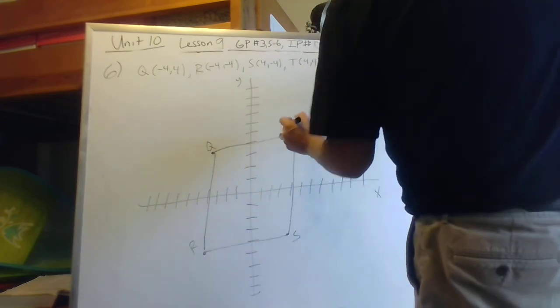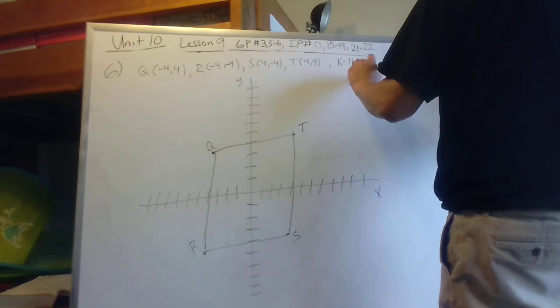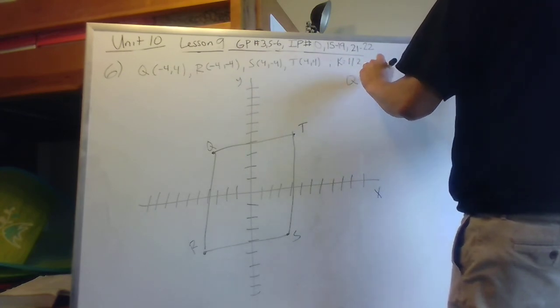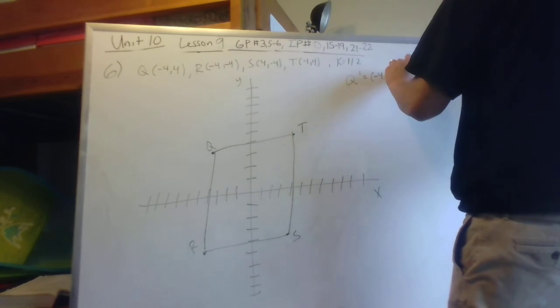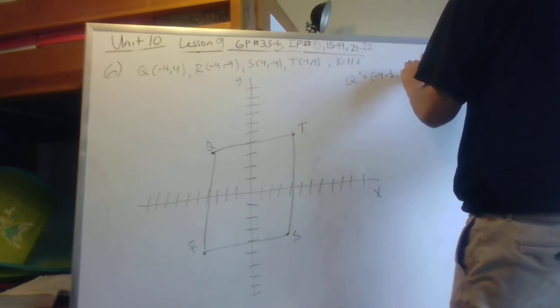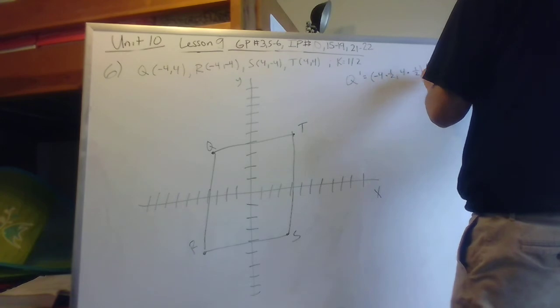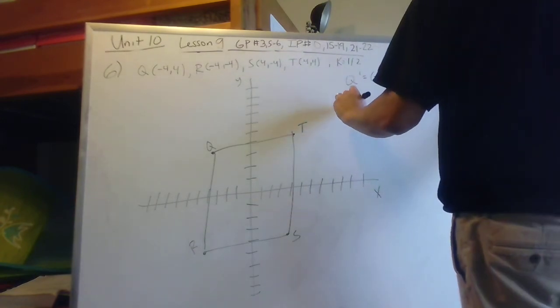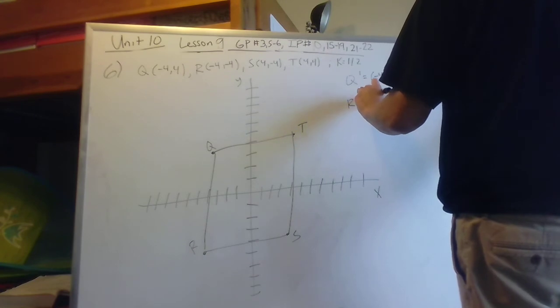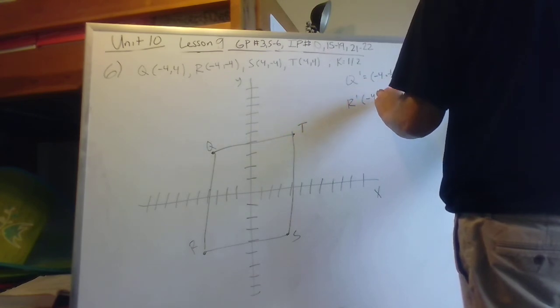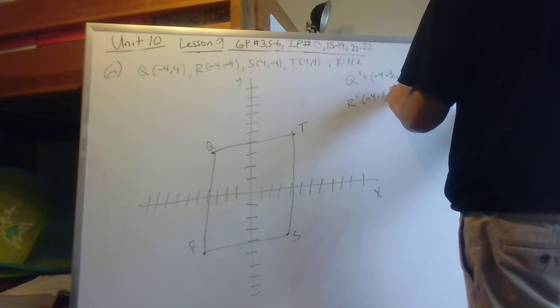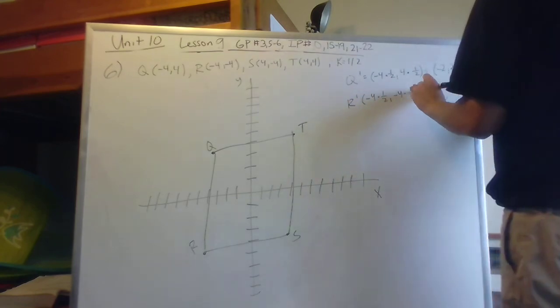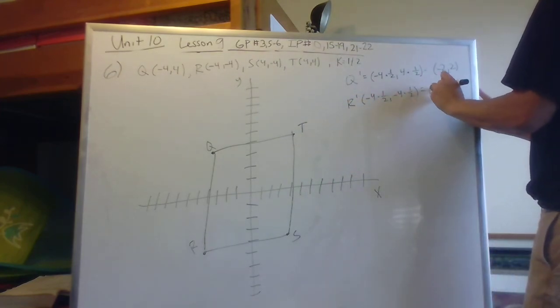And now, in order to get Q prime, we're going to take -4, multiply it by 1/2, and then 4 and multiply it by 1/2. And that's going to give us -2, 2. And then R, the same thing. For R prime, we're going to have -4 times 1/2, and then -4 times 1/2. So you're taking -4 dividing by 2, you're going to have -2, -2.